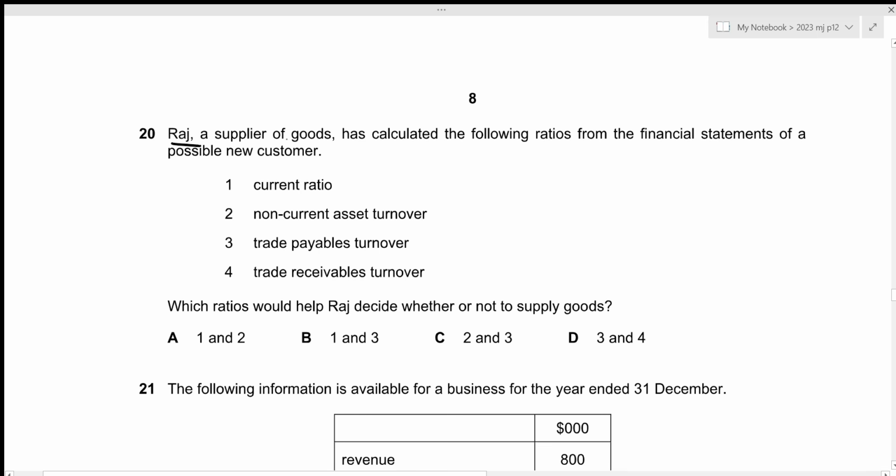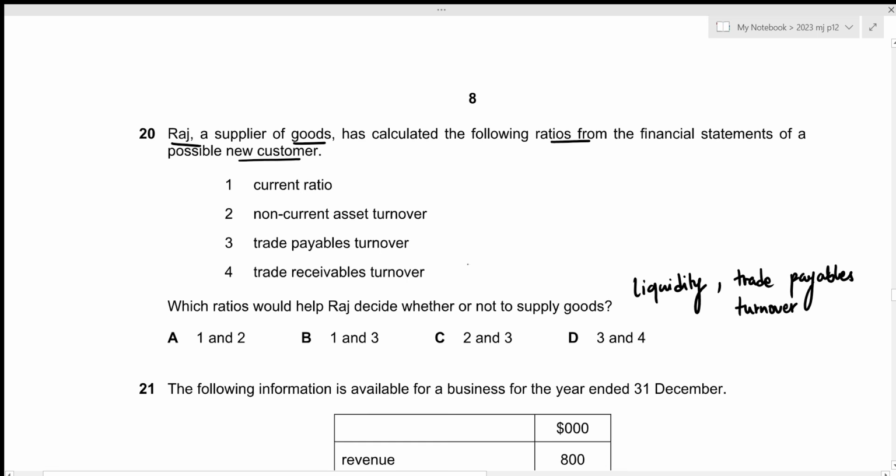Raj, a supplier of goods, has calculated the following ratios from the financial statements of a possible new customer. Which ratios would help Raj decide whether or not to supply goods? So if he is supplying goods, then it means that he is supplying goods on credit, right? So the very first thing that he will be interested in will be the liquidity of the company. It means whether or not the company has enough cash holdings to pay Raj back. Then he will also be interested in trade payables turnover, because it lets him know the number of days that he will have to wait in order to get paid for the credit purchases that he made.